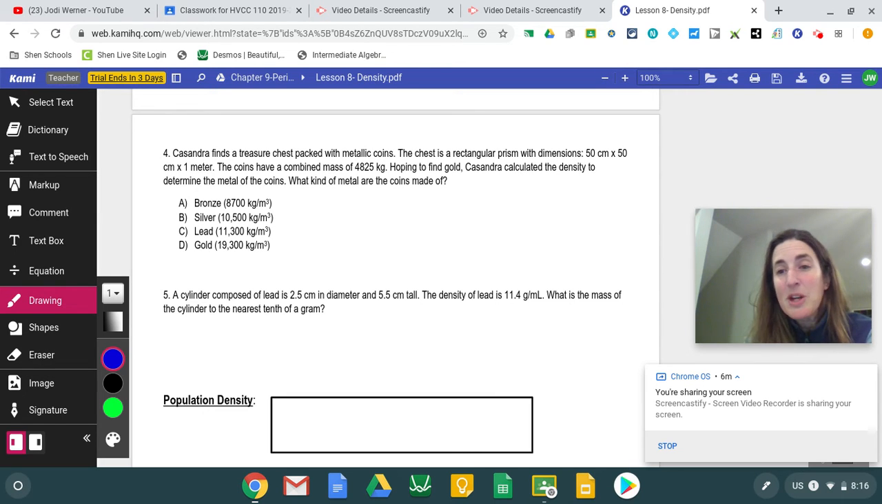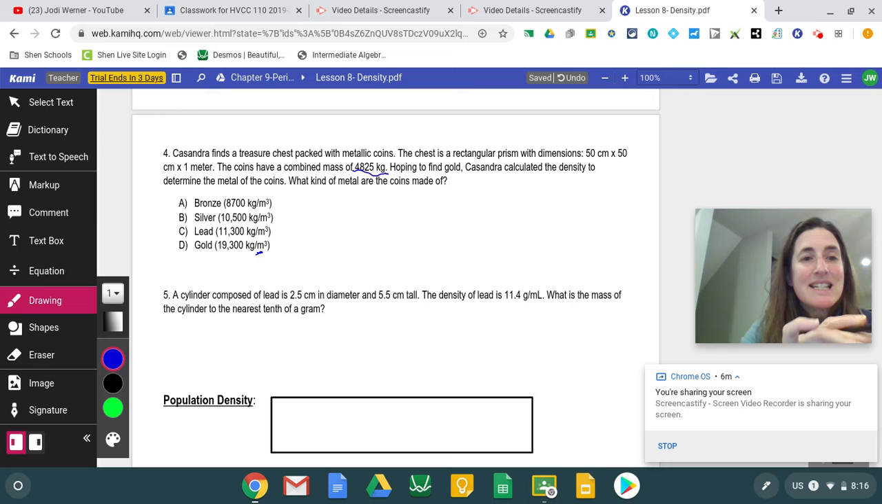So we're looking to see if they're bronze, silver, lead, or gold. Now listen, you have to pay attention to these units, folks. Look over here, these are kilograms, but in the end, it's in meters. Look at that, it's 50 centimeters and 1 meter. So those centimeters need to get converted to meters.